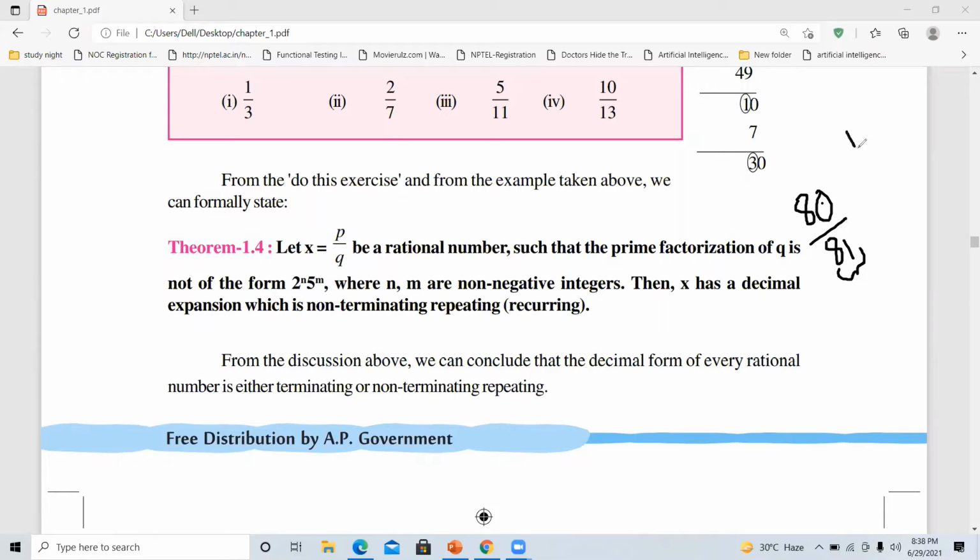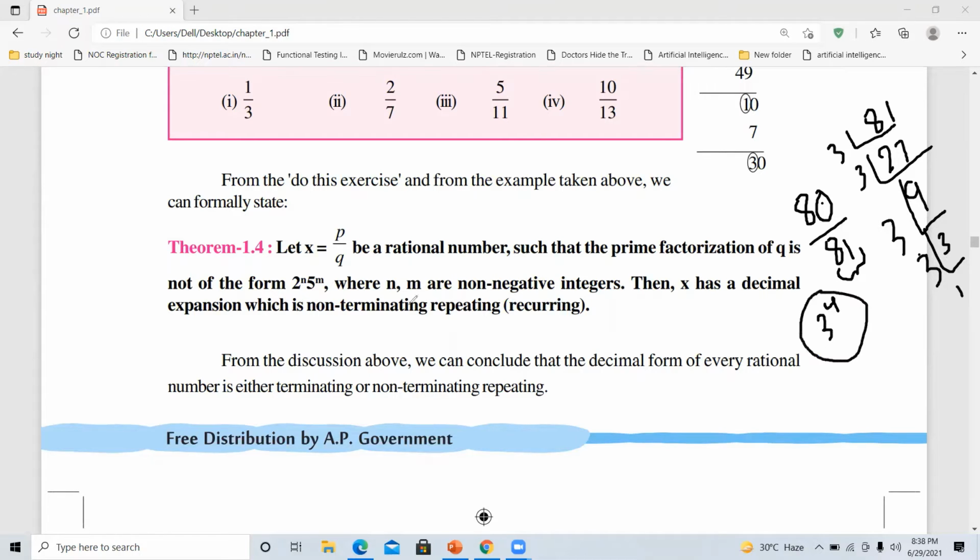If we factorize the 81, we will get the values like this. 3 27s are 81, 3 9s are 27, 3 3s are 9, and 3 1s are 3. Since we have got the 4 3's, we can write the prime factorization as 3 power 4.